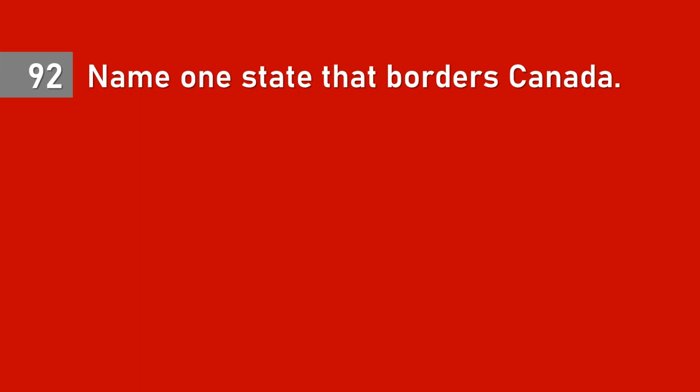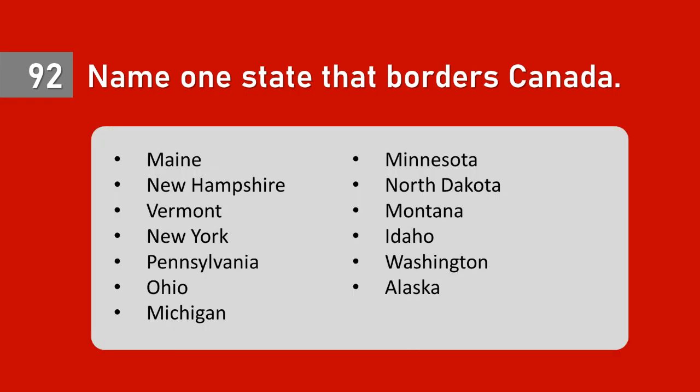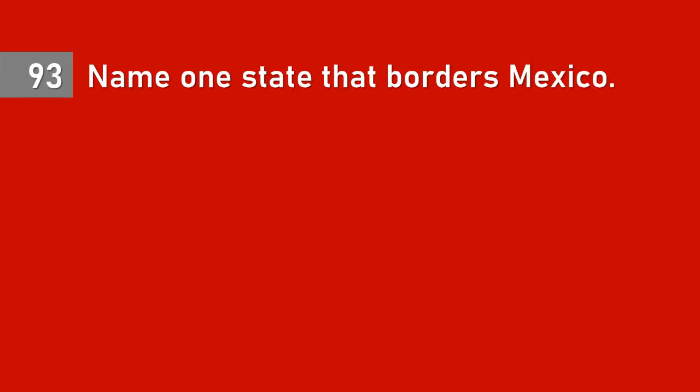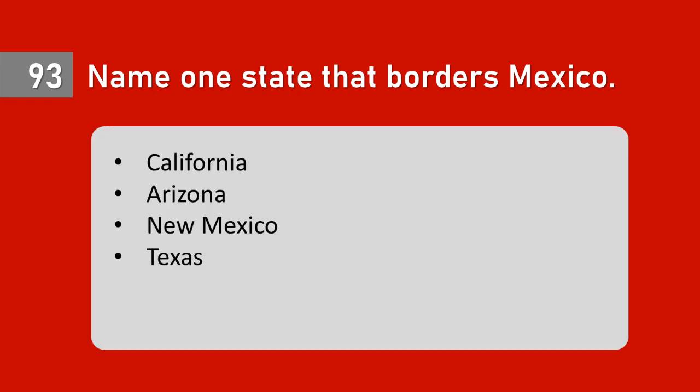Question 92. Name one state that borders Canada. Maine, New Hampshire, Vermont, New York, Pennsylvania, Ohio, Michigan, Minnesota, North Dakota, Montana, Idaho, Washington, Alaska. Question 93. Name one state that borders Mexico. California, Arizona, New Mexico, Texas.